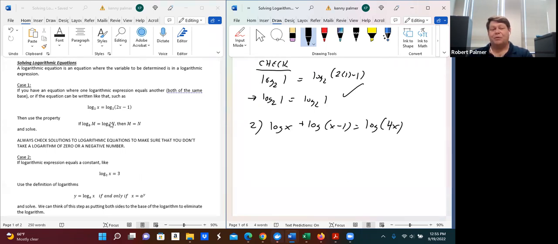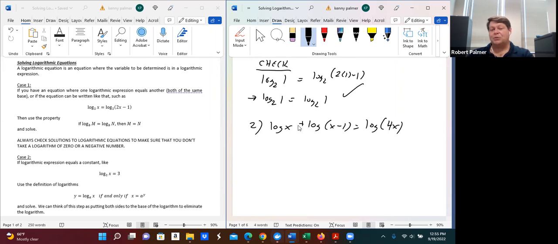It does not fit this example of this property so far. So what we want to do then is, can we make it look that way? And we can if we use those properties of logarithms. So this, once again, we have the same base log everywhere. We have log of x plus log of x minus 1 equals log of 4x.